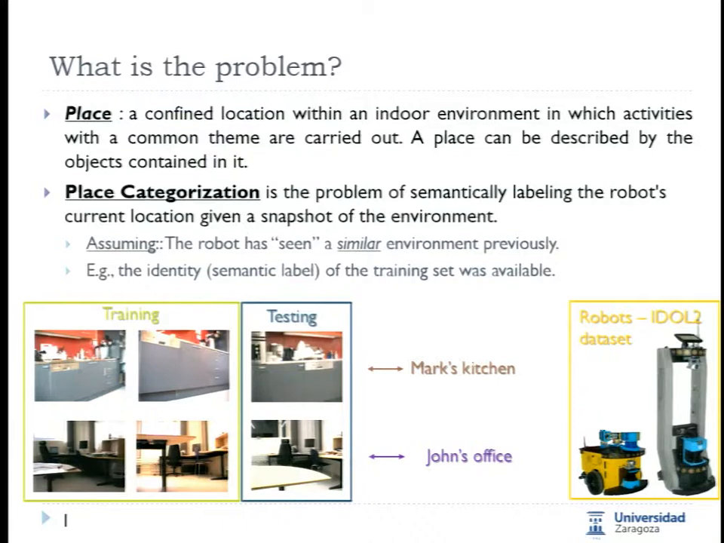The problem of place categorization is the one of assigning a semantic label to the robot's current location, given a snapshot of the environment. We are assuming that the only available information to the robot is of the visual kind, and also that the robot has seen a similar environment before, that is, a training set is available with semantic labels on it. So why do we care about this problem? Being able to categorize a place allows a robot to solve easily high-level tasks such as clean John's office or go to the kitchen and bring me water.